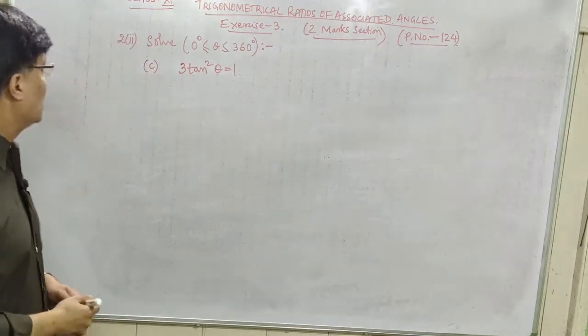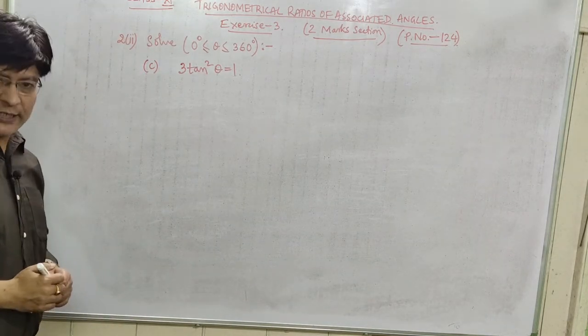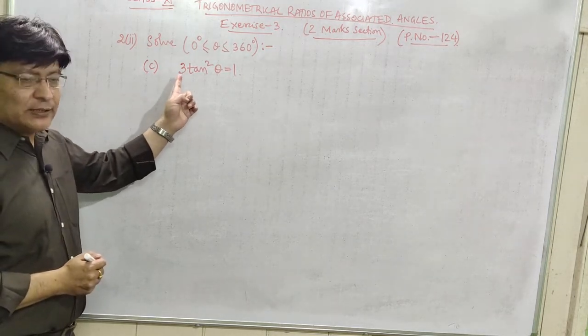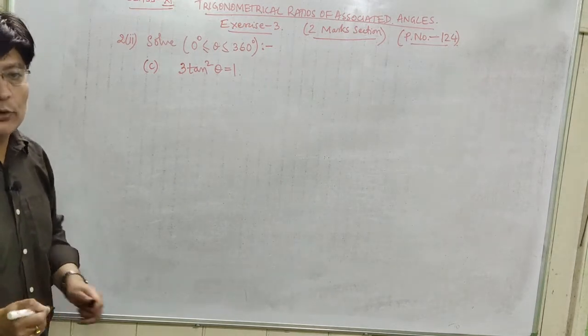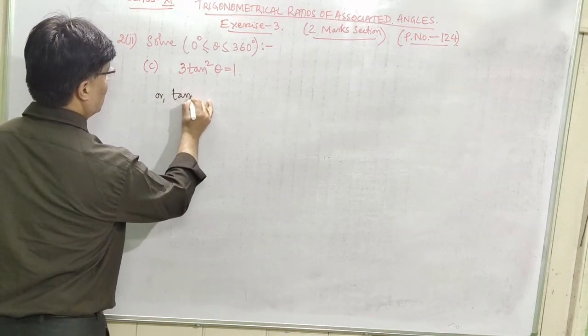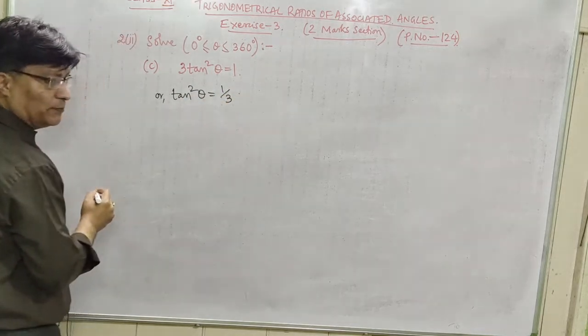So now we'll do the next question, that is number C. Here also you have to solve for theta. You have to get the values of theta. If it is given that 3 tan square theta is equal to 1. So let us get the value for tan square theta from here. So tan square theta is equal to 1 upon 3.